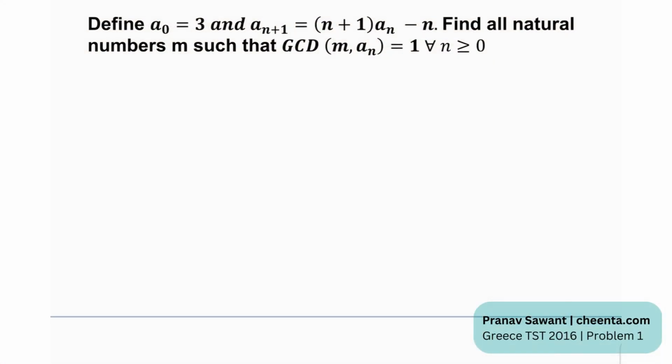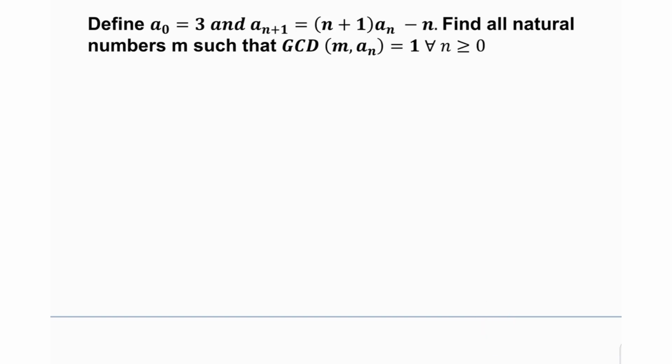Okay, so what have they given to us? Define A0 equal to 3, and then they've given us a recurrence relation. They've not just asked us to solve this recurrence relation, like finding a closed form for an or a one-step recursion for an. They've gone a step ahead. They have asked us to find all natural numbers m such that the GCD of m and an is 1, or in other words, m is relatively prime with an. Quite fascinating, right? It's not just solving that given recursion, it's going one step beyond that.